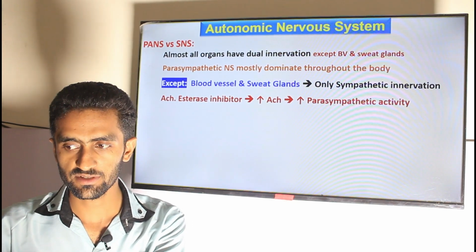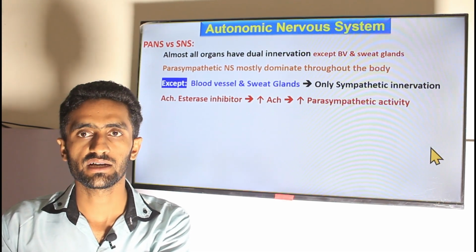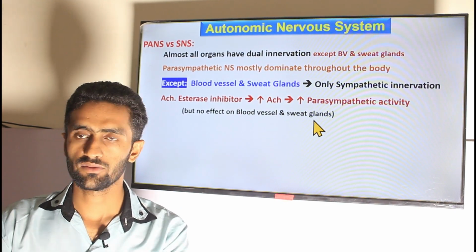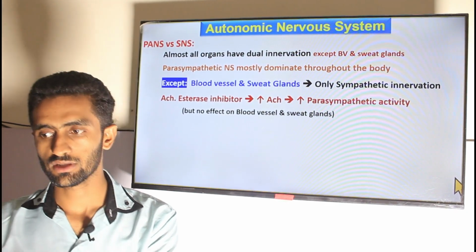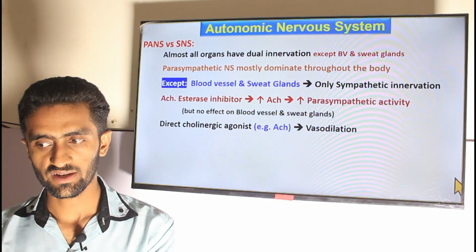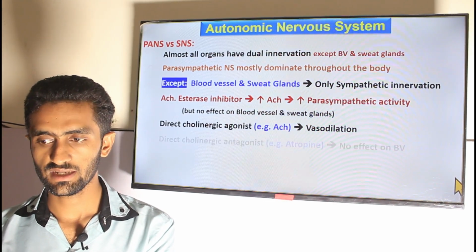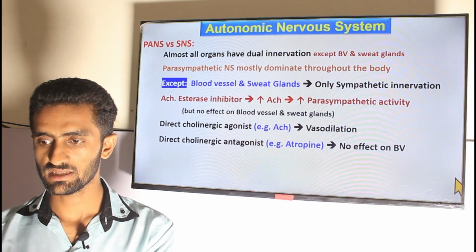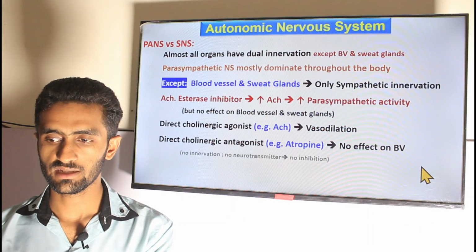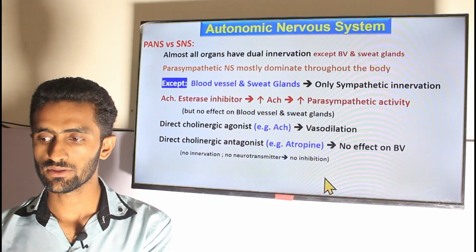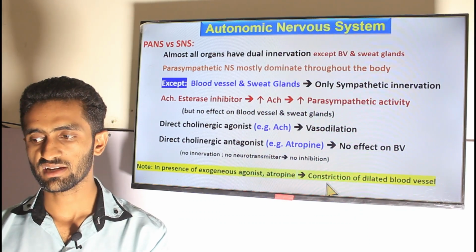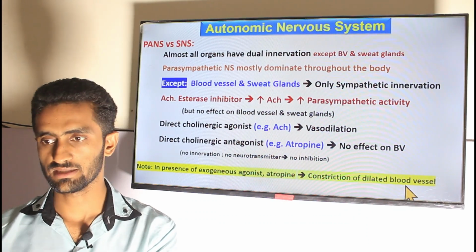An esterase inhibitor, which increases acetylcholine and parasympathetic activity, has no effect on blood vessels and sweat glands. We already know this, it's not difficult, because they are not innervated. A direct cholinergic agonist, for example acetylcholine, causes vasodilation. Direct cholinergic antagonists, for example atropine, have no effect on blood vessels: no innervation, no neurotransmitter, no inhibition. In the presence of an exogenous agonist, atropine can cause constriction of a dilated blood vessel.